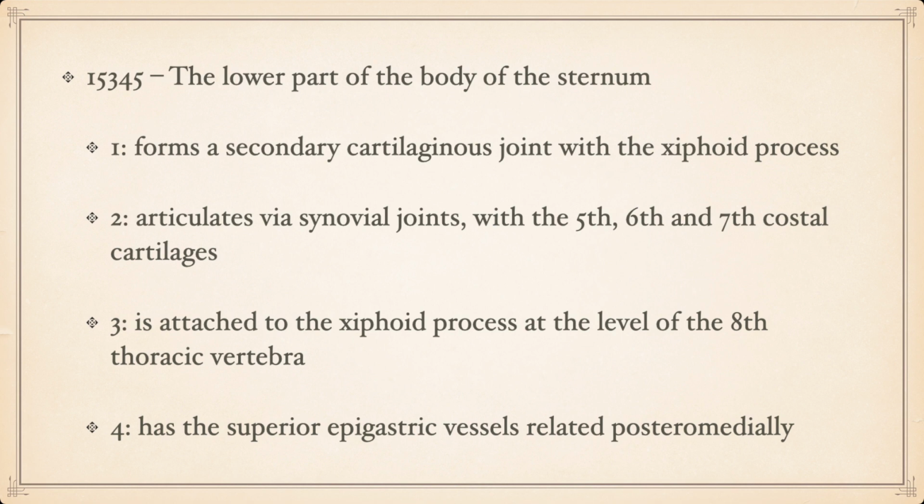Above them they are primary cartilaginous, and they're secondary cartilaginous above, but the synovial joints, which are forming the costal margin, are synovial. 3, is attached to the xiphoid process at the level of the 8th thoracic vertebra. That is also true. And 4, has the superior epigastric vessels related posteromedially. They are posterolateral.